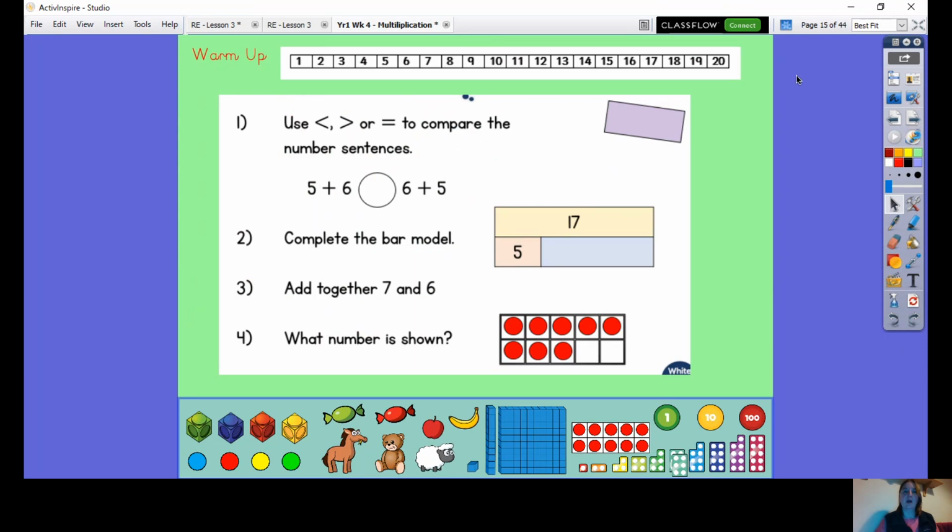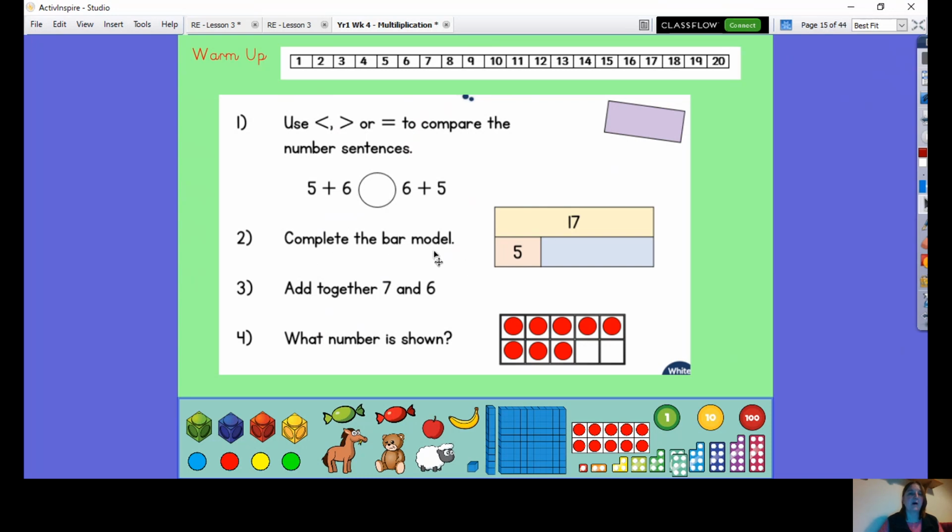Okay, so slightly different. Normally we have a revisit, but we're just going to have a little warm up. I'm going to pause the video here and see if you can answer these questions. Remembering these symbols: this means smaller than or less than. We've got greater than, more than. And we've got here equal to or the same as. So we need to choose one of those symbols to put in there.